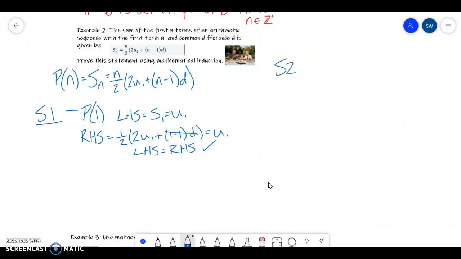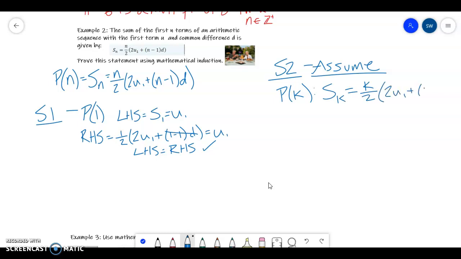So step 2, assume, it's always the key word, that P of k is true. So P of k, that would be the sum of the first k terms equals k over 2, 2u1 plus k minus 1 d. So that's our assumption. We're always going to use this step in the final step, step 3. So we need to manipulate the k plus 1th term. This is our induction step.